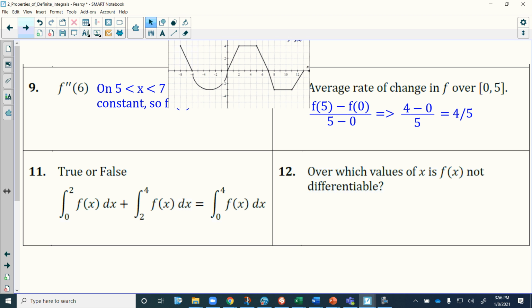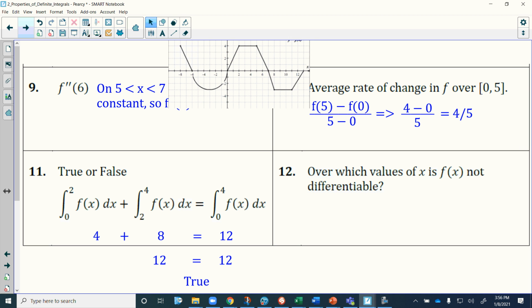And again, example number 11 here is kind of alluding to one of the properties for integration that we're going to be seeing. If you notice, it has the sum of two separate integrations from 0 to 2 and then from 2 to 4. Well, because the 2 is the upper bound of one and the lower bound of the other, it's essentially continuous from 0 to 4. So yes, the statement on the left side of the equal sign and the statement on the right side of the equal sign are going to be the same.